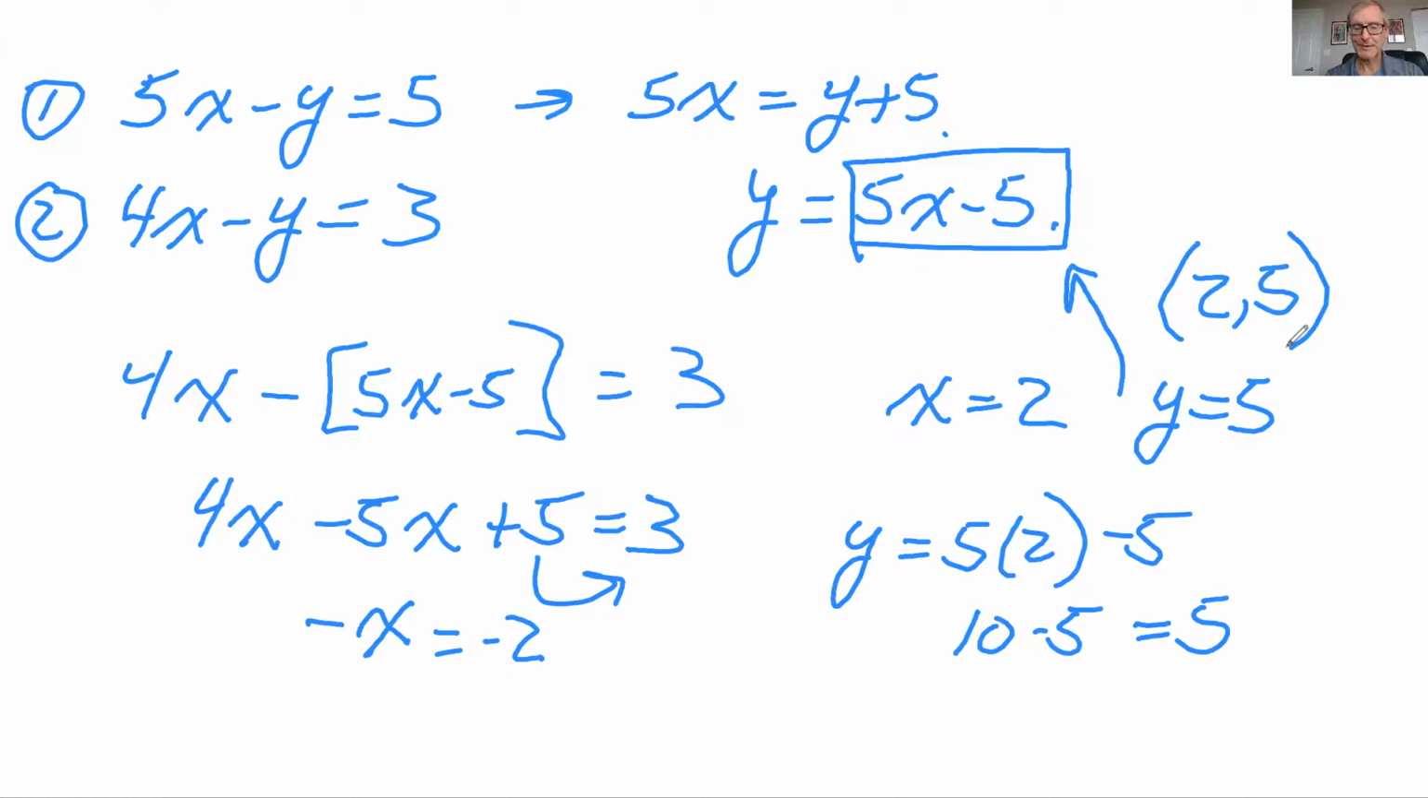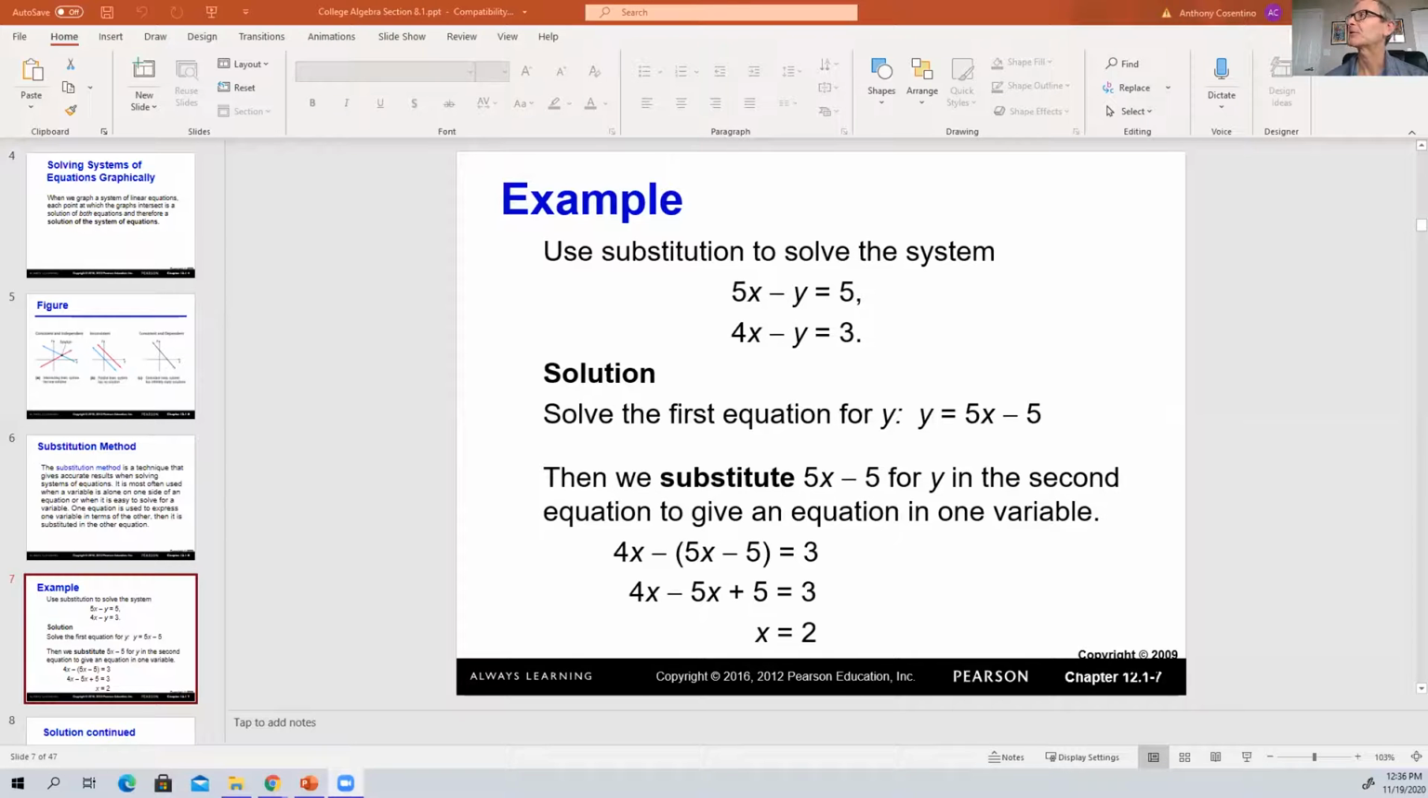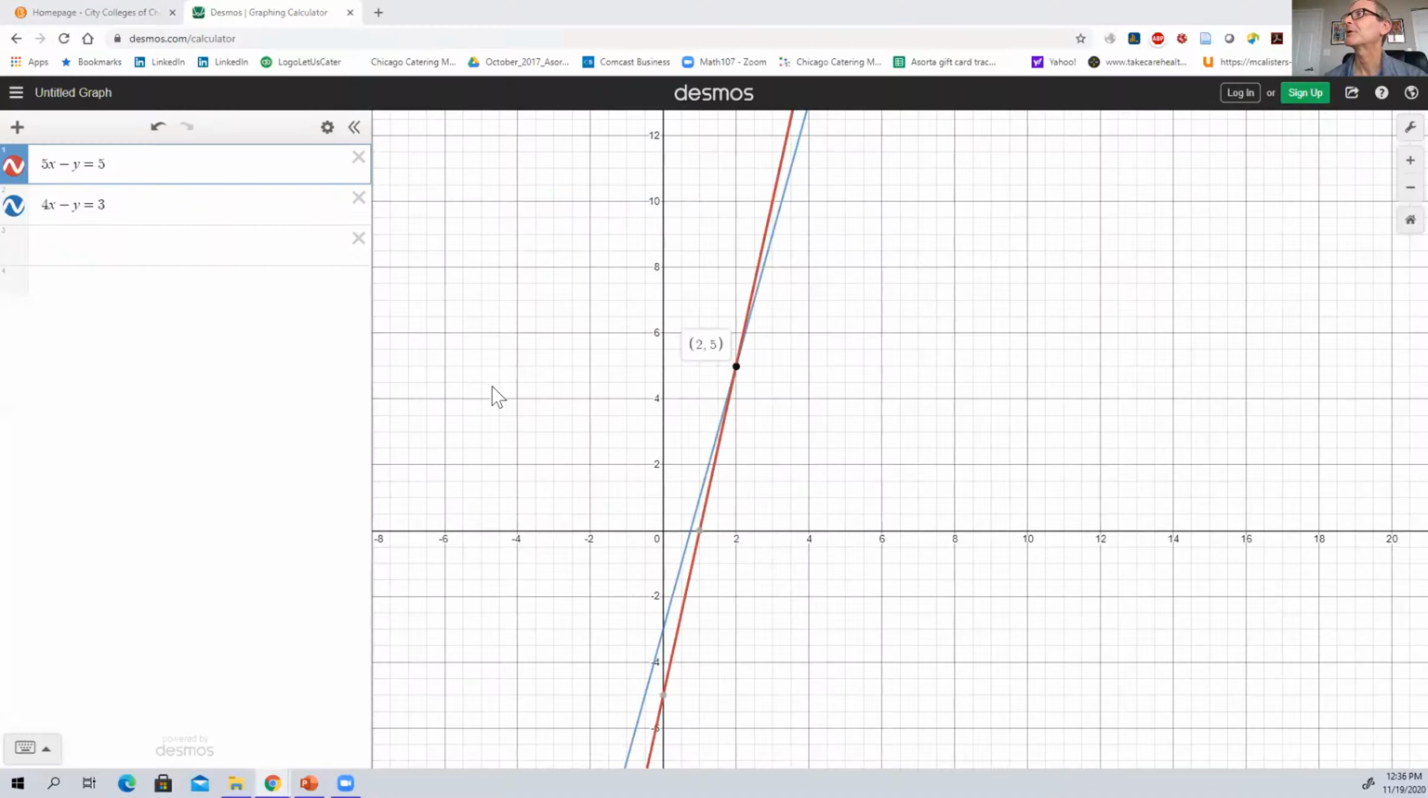When you take a look at this, you should graph these, because it's a good way to check your work. What I mean by that is use technology to help you. I did this already, but I pulled up Desmos and I typed in those two equations. As you can see, where the red and the blue intersect is x equals 2, y equals 5. So it's always a good way to check your work.